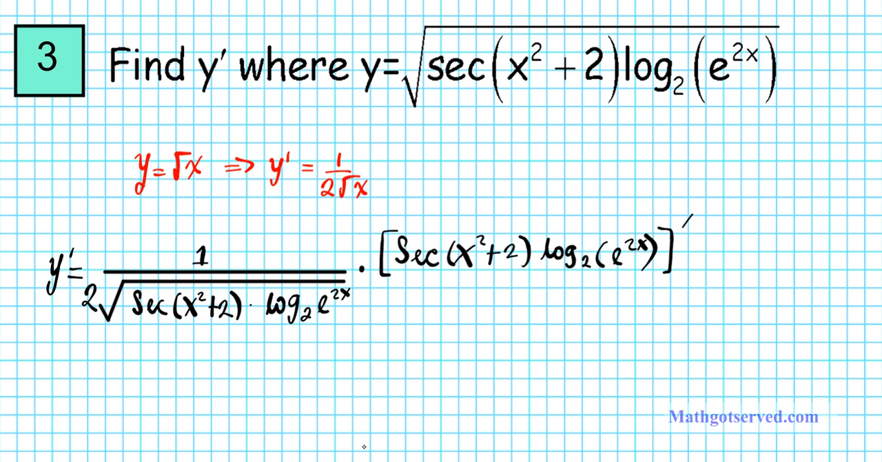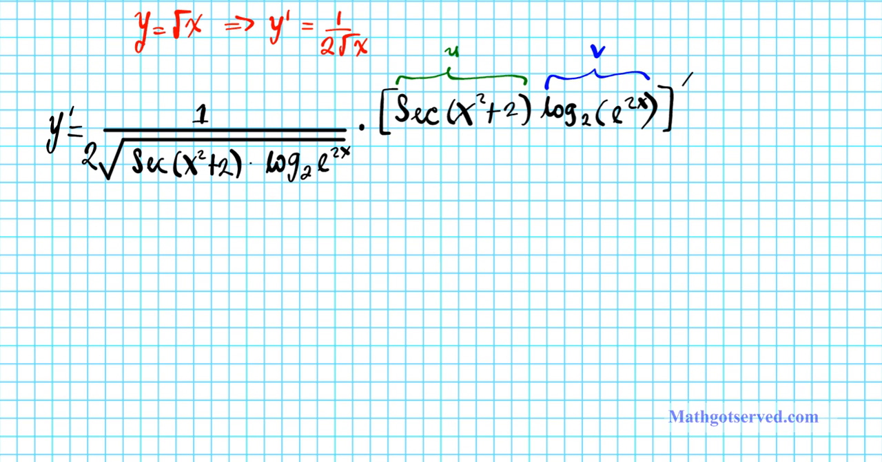Now to differentiate the inner function, we note that there are two functions, u and v, and they happen to be composite functions. So we have to apply the chain rule in finding v prime and u prime, okay? So let's extract u, find the derivative, and then extract v and find the derivative, then put the answers back into our final result, all right? So let's start with u. Our u function is secant x squared plus 2.